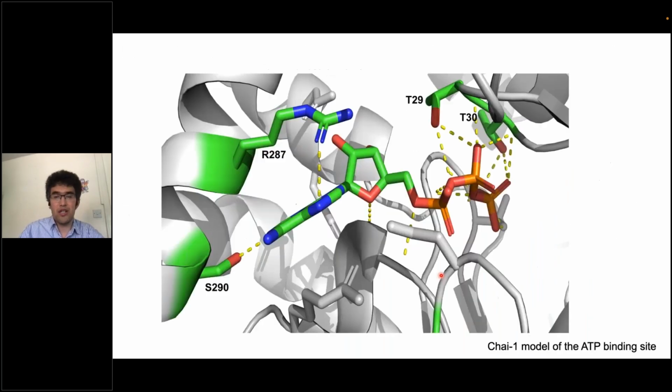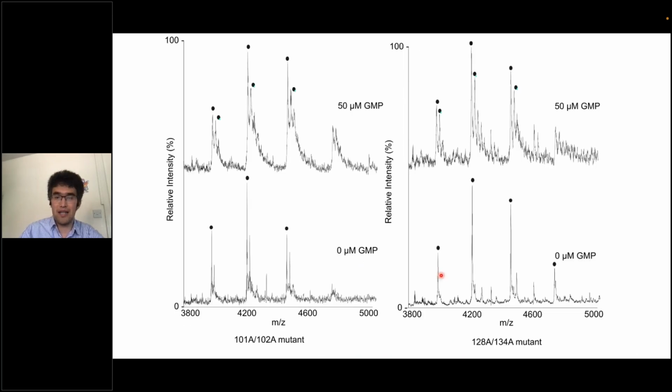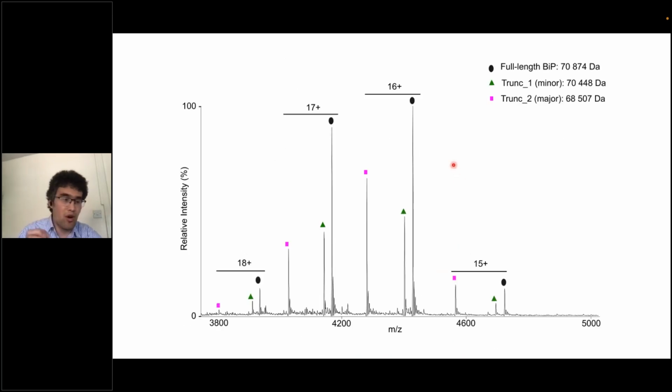And of course, the other question is that because BiP is so highly conserved, is this guanosine monophosphate phenomenon that I observed with the yeast BiP exclusive to yeast BiP, or does it occur in other species as well? So I've produced and purified human BiP.